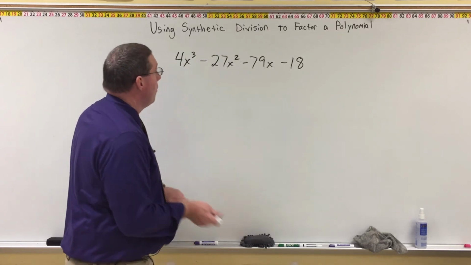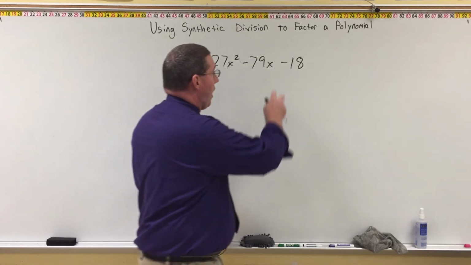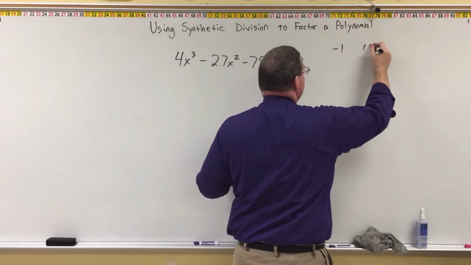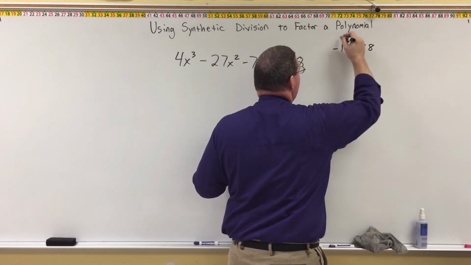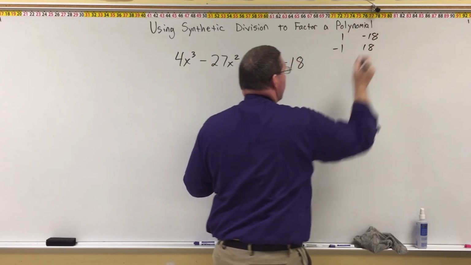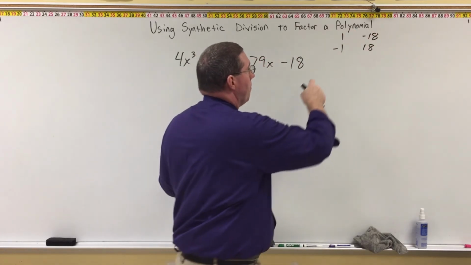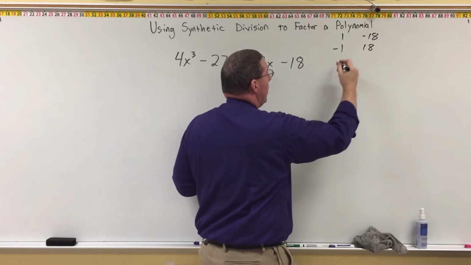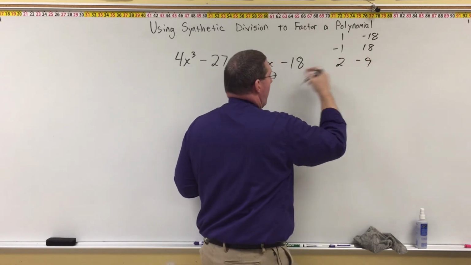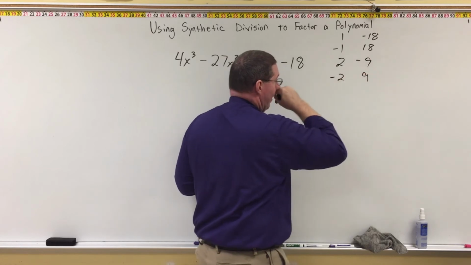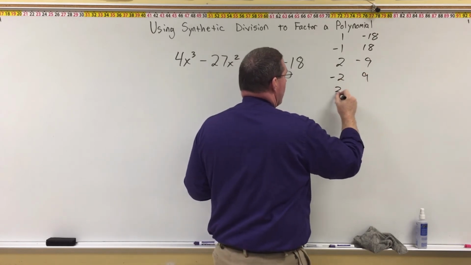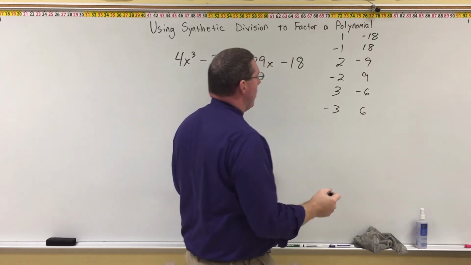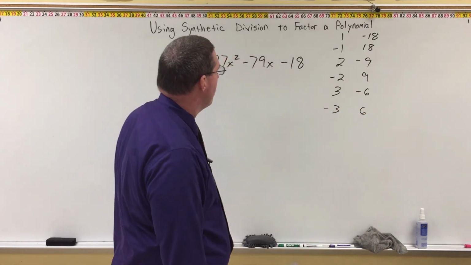Okay, so let's identify our factors of negative 18. So we know we've got negative 1 and 18, or 1 and negative 18, sorry. I like to put the smaller number, positive first, then the negative. How about 2 and negative 9? And how about negative 2 and positive 9? And then how about 3 and negative 6? And negative 3 and 6? And I think that's it. Okay, those are all of our options.